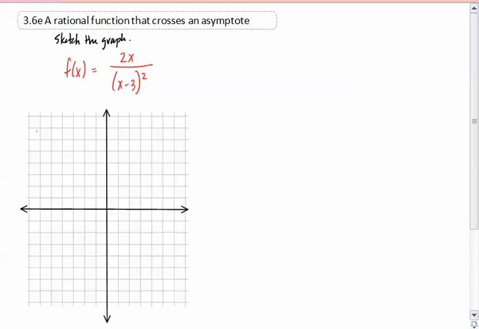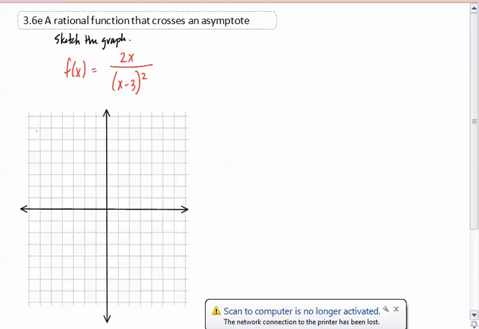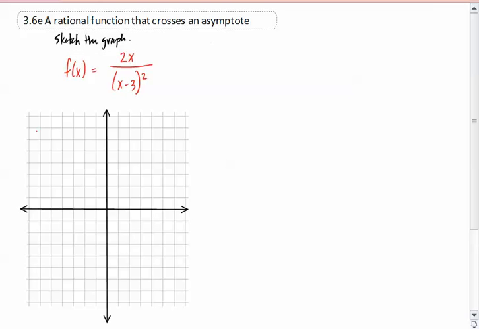Alright, so in this video we're going to take a look at a rational function that actually crosses an asymptote in a different way than the previous video. Let's take a look at this one, 2x divided by the quantity x minus 3 squared. First thing I'm going to do is look for my vertical asymptotes.